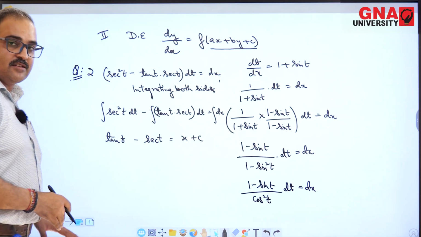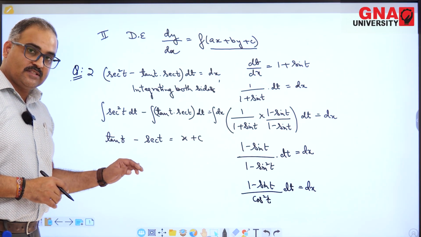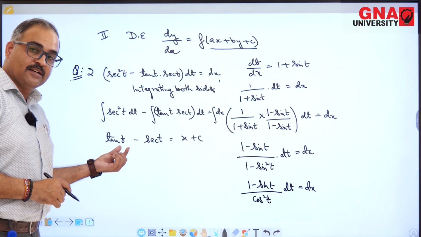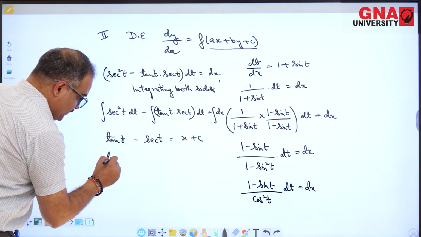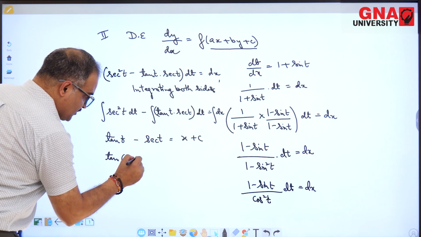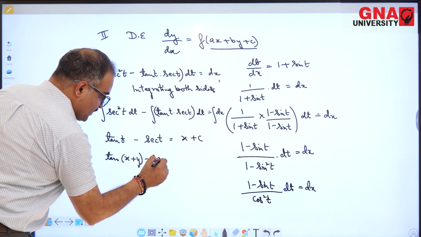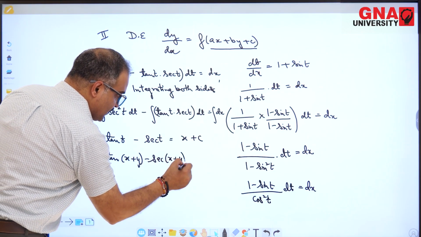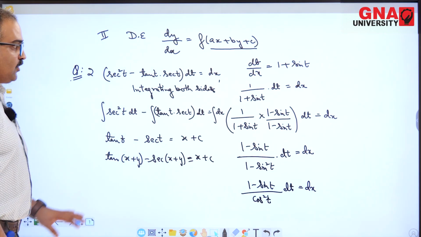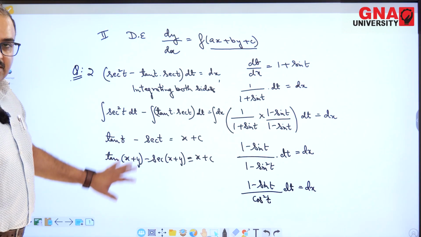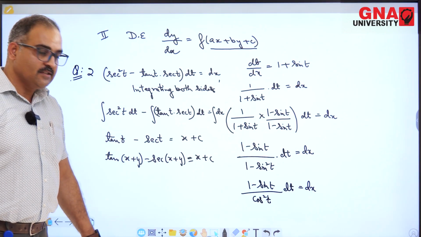Now this is not the right answer yet, because the question was in terms of x and y and we are getting the result in terms of t. So I need to resubstitute the value of t, that is tan of x plus y minus secant of x plus y is equal to x plus c. So this is the final answer. I hope the topic of the second type is clear to everyone. That's it for today. Thank you.